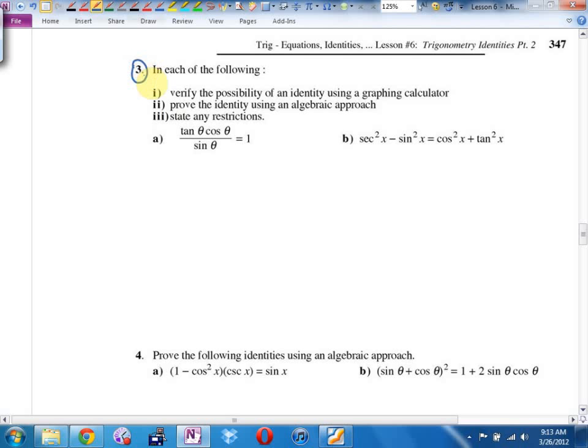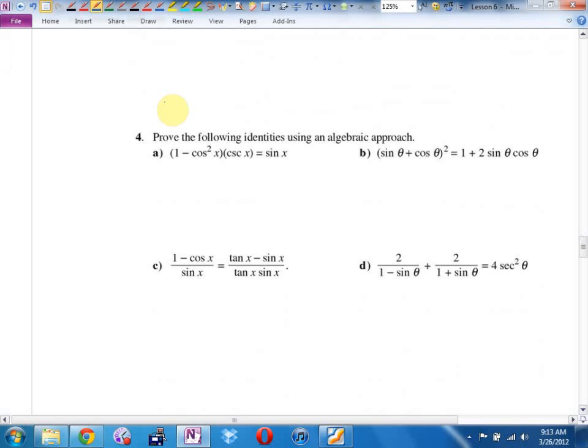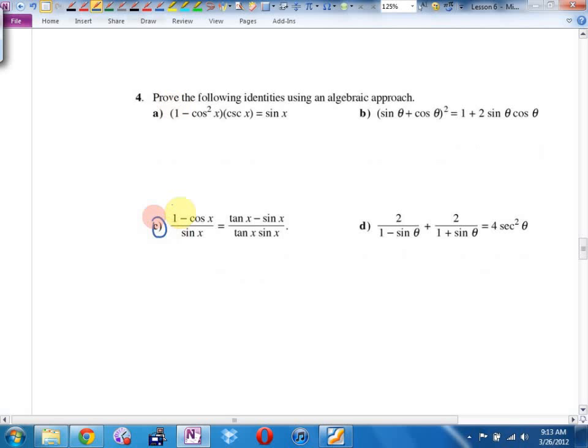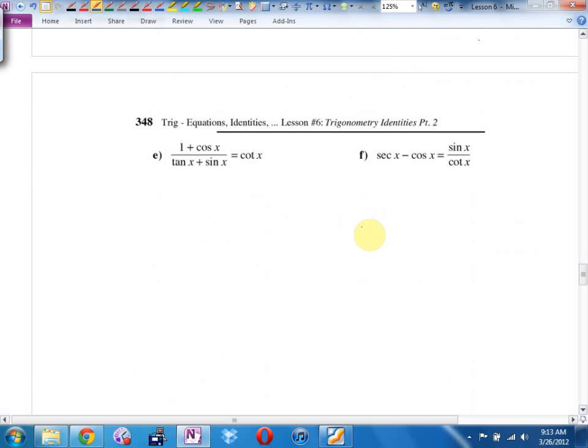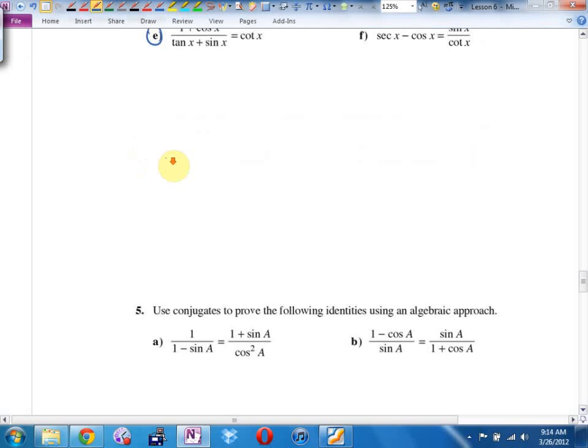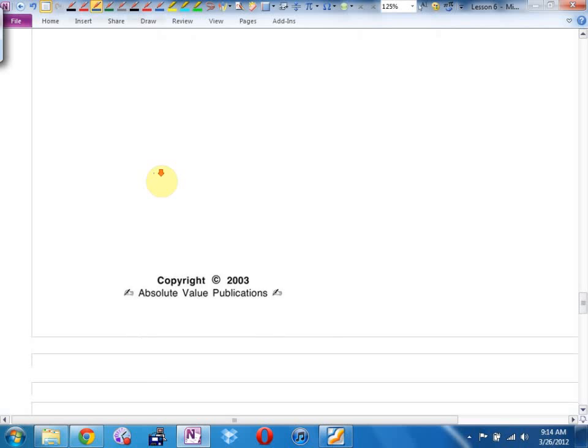Three is good, except skip part 1. Don't bother typing it into your graphing calculator to see if it works. It works. 4C, 4D, 4E. 5, you're going to use conjugates.